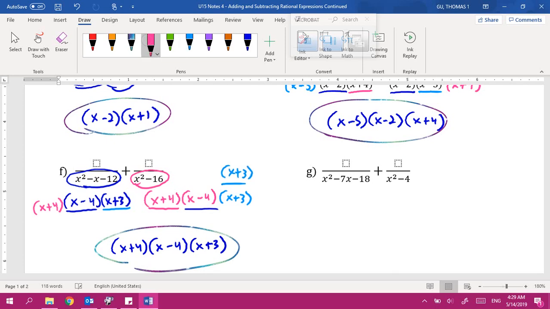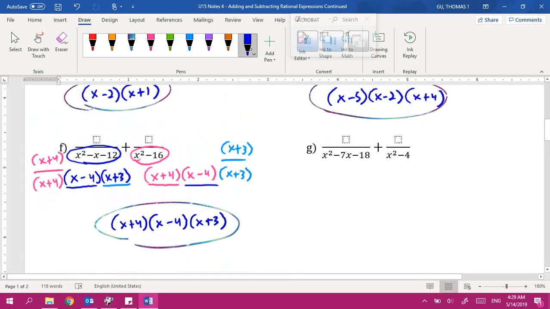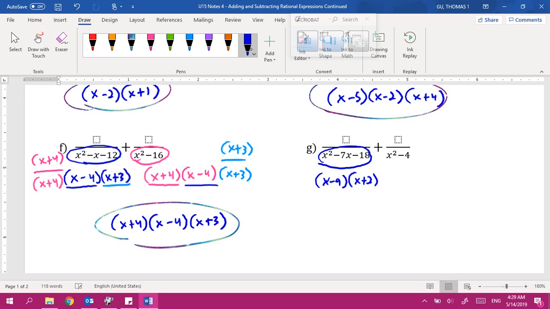Alright, and now I think this is the last example right here, Example G, so the same idea. We take this denominator, x squared minus 7x minus 18, and factor it out. It's going to be x minus 9 times x plus 2. That's with the Xbox method.